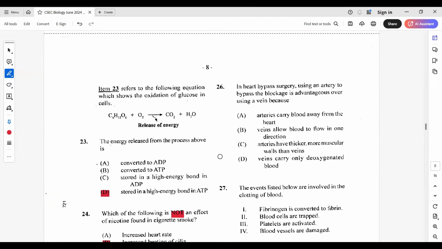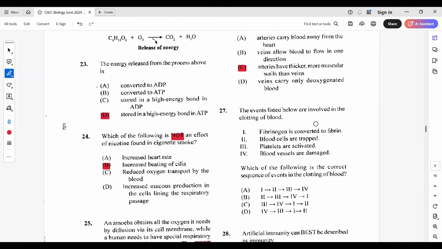In heart bypass surgery, using an artery to bypass the blockage is advantageous over using a vein because arteries have thicker, more muscular walls than veins. So, yes, that's the best answer. C.